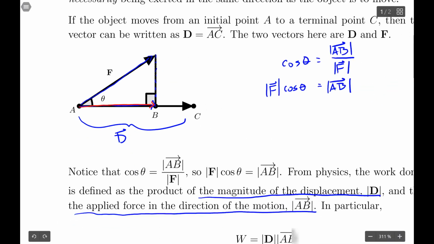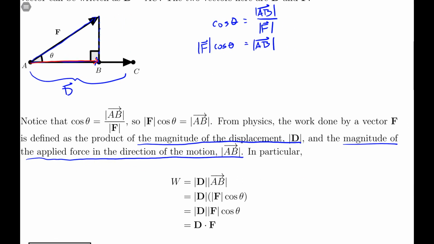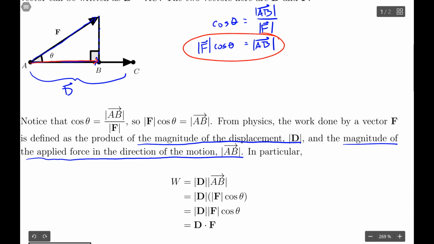So we have the product of the size of D with the size of AB. That's what work is. So work is the size of D multiplied by the size of AB. Now, B isn't usually specifically given, so we don't really want to work with B or any quantity that involves B. But from what we've seen, the size of AB is the same as the size of F multiplied by the cosine of theta. So we make that substitution in right here.